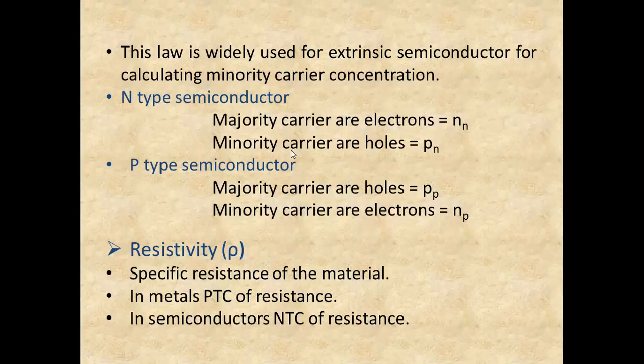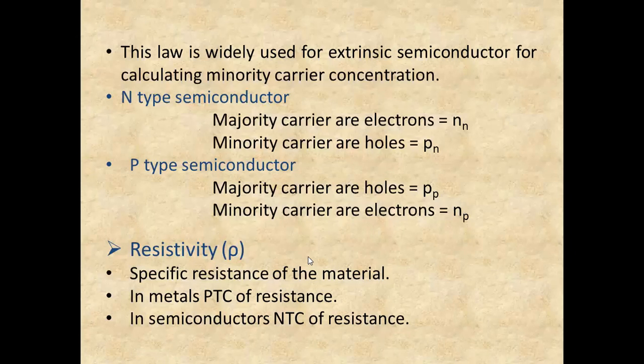So how can you calculate the minority carrier concentration? I'm talking about that. The minority carrier concentration will be equal to the intrinsic concentration squared divided by the majority carrier concentration. I didn't mention the formula separately because I hope you can visualize it on your own, as I've already mentioned a lot of description in my slides.